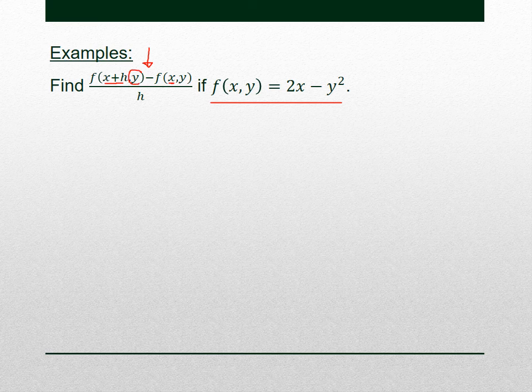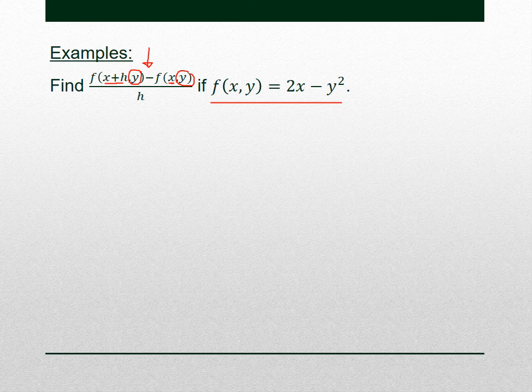Right, so y is going to be the same, but in the first guy we're going to plug in x plus h. In the second guy we're just going to plug in the x. We want to find and simplify that difference quotient. So this should make you think, well, maybe we're going to start taking the limits of this thing. And in fact we will. But let's first just do this.